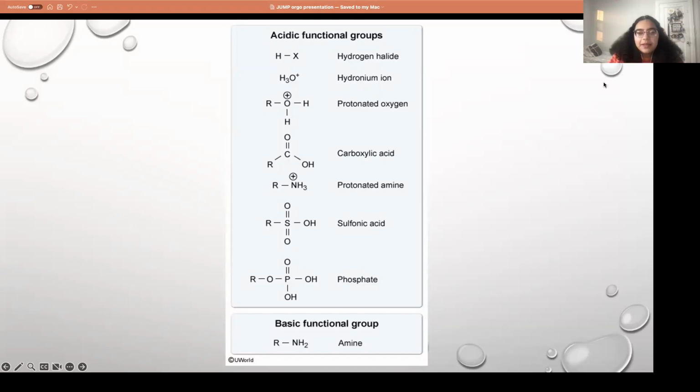And then the main basic functional group is amines, but again, not when they're protonated, just the general amine. And this is more based on the Bronsted-Lowry theory of acids and bases, which you've probably seen in Gen Chem, where amines are proton acceptors rather than proton donors.